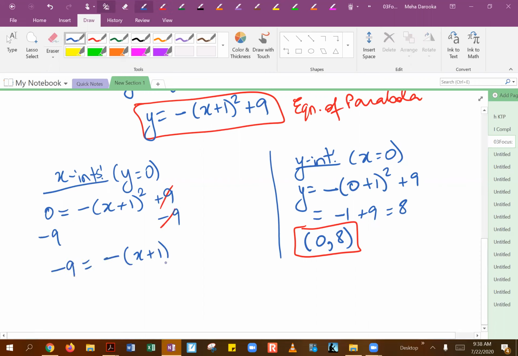Now what are we going to do? So to get x by itself, what should we do?